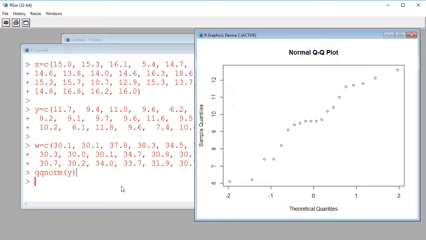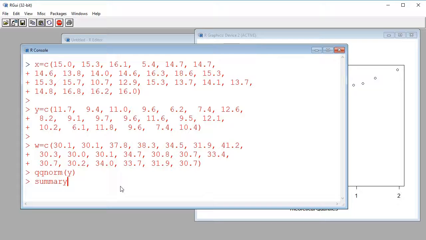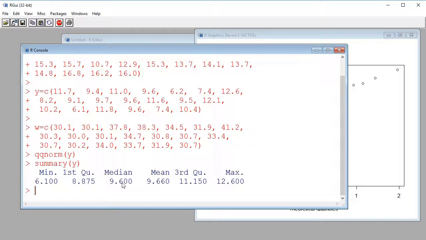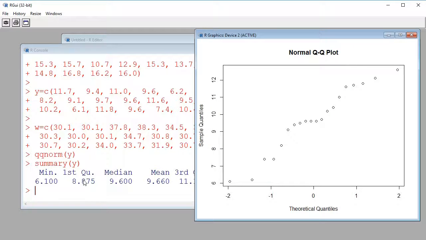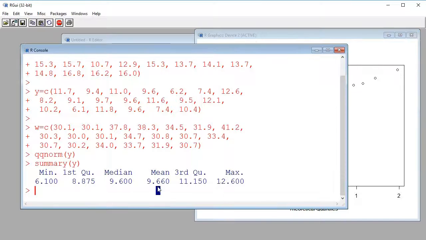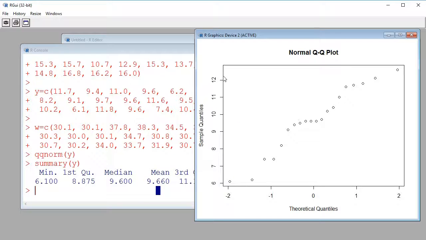And so, for example, if I look at the summary of y, the minimum is 6.1, so this is the first value here. The maximum is 12.6, so this is the largest value here. And then the median is 9.6, so about half of the data is found under 9.6.